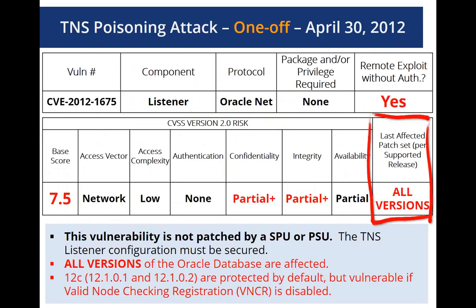And then the last column here is this actually impacts all versions. So this vulnerability impacts all versions. Fortunately, 12c versions are protected by default, but I can turn that off. So there is a potential that a 12c version can still be vulnerable, because under certain scenarios people are turning this feature off and therefore making their database vulnerable.